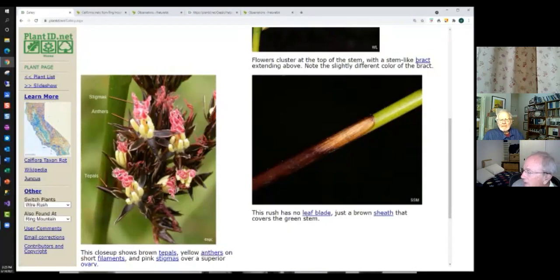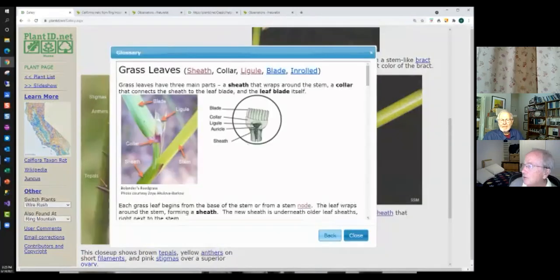This rush has no leaf blade, just a brown sheath that covers the green stem. Well, what's a sheath? Again, we can go down, and we haven't yet talked about grass leaves, and I won't spend much time on them, but I just want to mention them quickly here. Grass leaves have 3 main parts: a sheath that wraps around the stem, a collar that connects the sheath to the leaf blade, and the leaf blade itself.